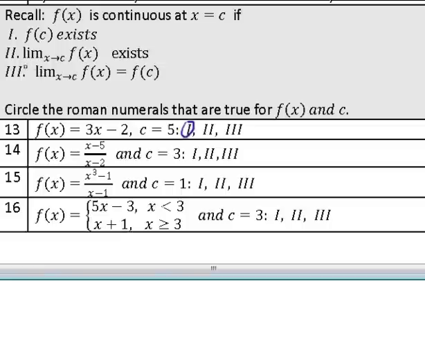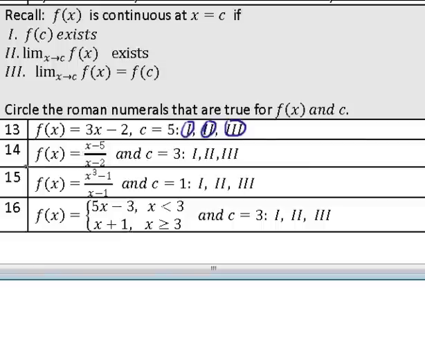All right, the second one is, does the limit exist? Yes, it's a polynomial. All we do is substitute in 5 to get the limit. So this is yes over here. We'll circle this. And 3, does the limit equal the value of the function? Yes. The limit is the same as the value. We get the limit by substituting in 5. So the limit is equal to f of 5. So 3 is true. Remember, a polynomial is continuous everywhere.